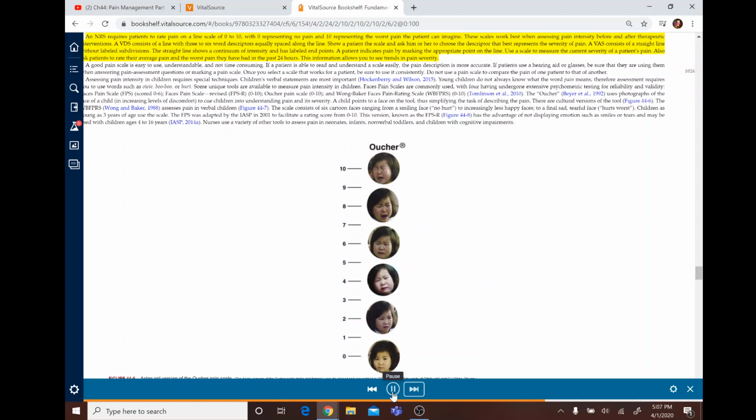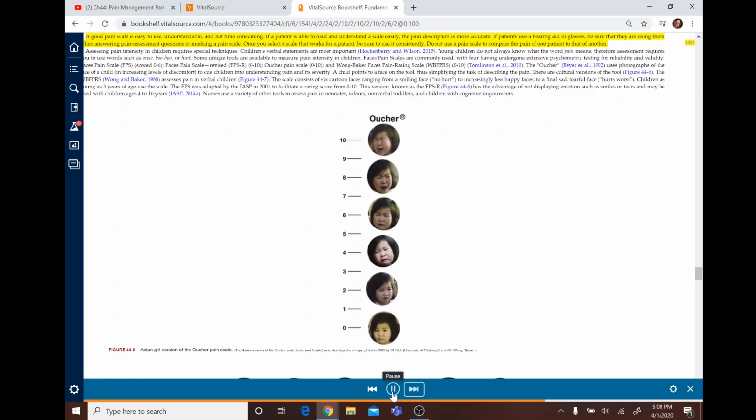Use a scale to measure the current severity of a patient's pain. Also ask patients to rate their average pain and the worst pain they have had in the past 24 hours. This information allows you to see trends in pain severity. A good pain scale is easy to use, understandable, and not time-consuming. If a patient is able to read and understand a scale easily, the pain description is more accurate. If patients use a hearing aid or glasses, be sure that they are using them when answering pain assessment questions or marking a pain scale. Once you select a scale that works for a patient, be sure to use it consistently. Do not use a pain scale to compare the pain of one patient to that of another.